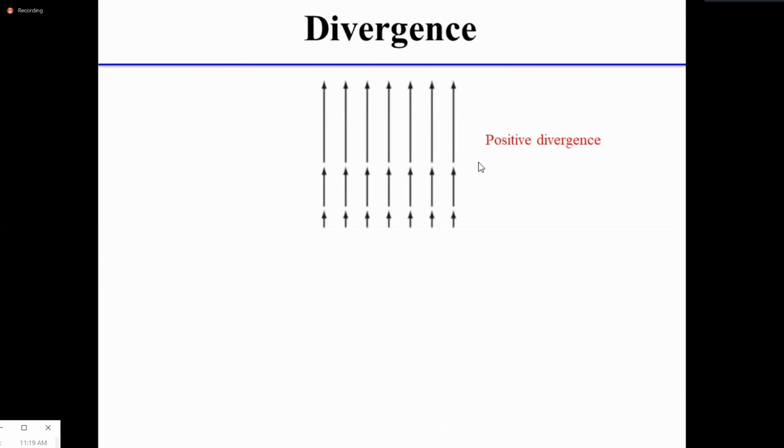Okay, so this function here, you can understand it this way, that this function has got an increasingly higher value. If you consider this point, for example, it has a certain value, and then it is increasing in the upward direction. So even this function has got a positive divergence.